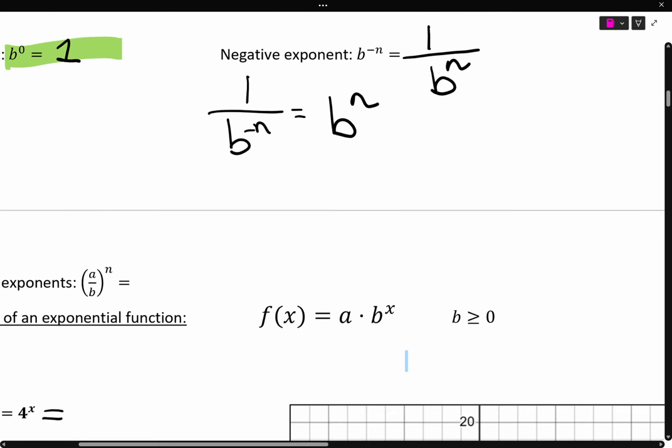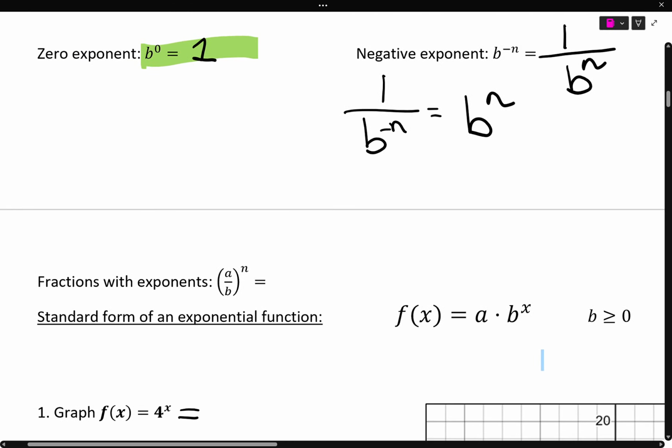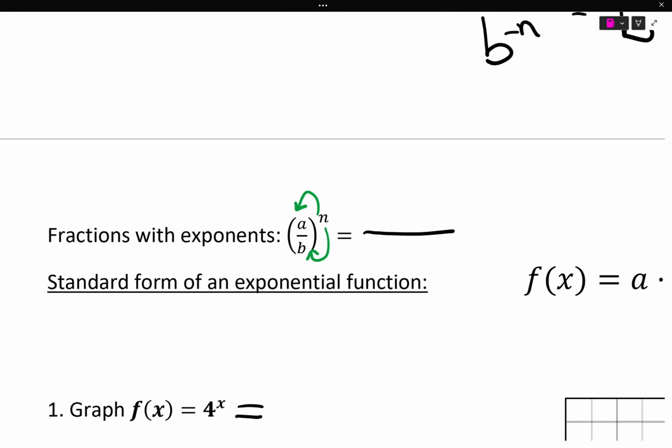A last little rule that I kind of wanted to go over with everyone, even though you don't need to memorize this, is fractions with exponents. When we have fractions with exponents, we give each part of the fraction, so the numerator and denominator, an exponent. So a gets a power of n, and b gets a power of n.